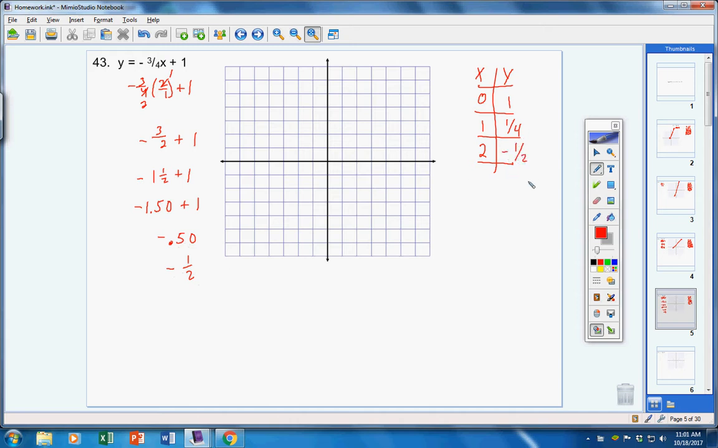Okay, so here we go. First ordered pair, 0, 1. Next ordered pair, over 1, up a fourth. Next ordered pair, over 2, down a half. That's it, guys.